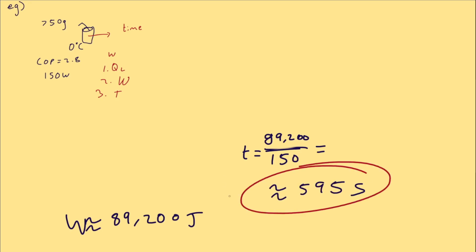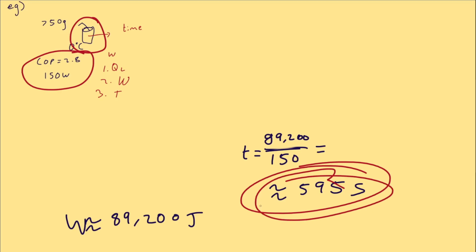So that's how long it takes, or about 10 minutes, to completely freeze the smoothie with a fridge with these specifications. And really, that's actually very fast to freeze something. So our fridge is pretty great. So that was it for heat engines, one of my favorite topics in thermodynamics.